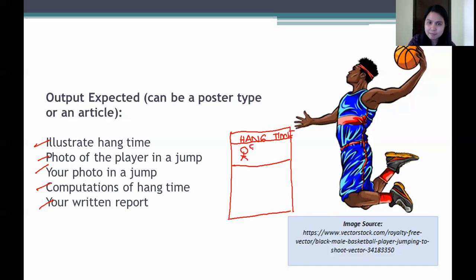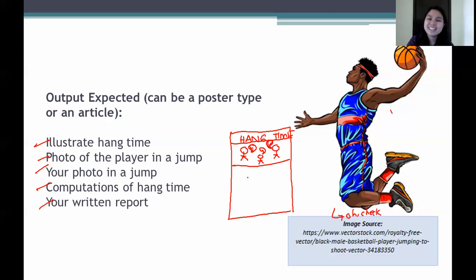AP is asking, do you know what is hang time? Then somebody says, is it the one in Hangaroo when we play? Then somebody says, no, hang time is the time that you stay in the air when you're jumping. Okay, so it's up to you how you will illustrate hang time. Or it can be someone who is jumping, then saying, oh, check my hang time.